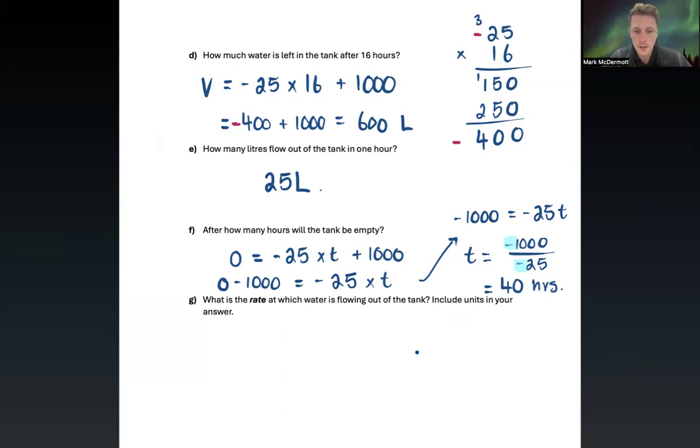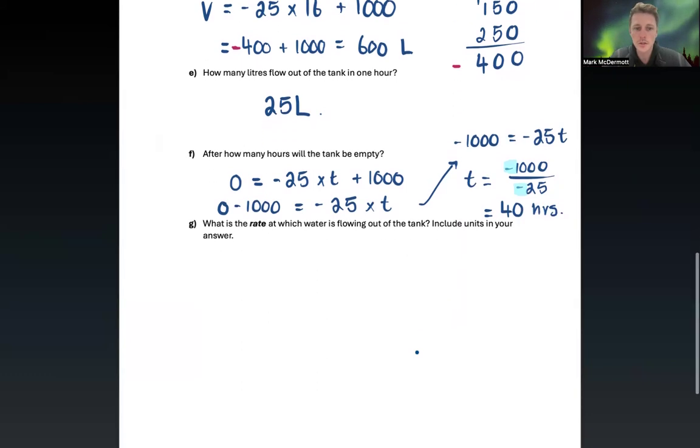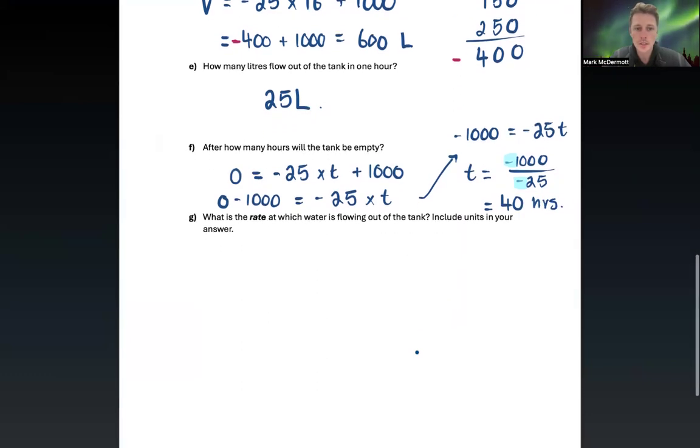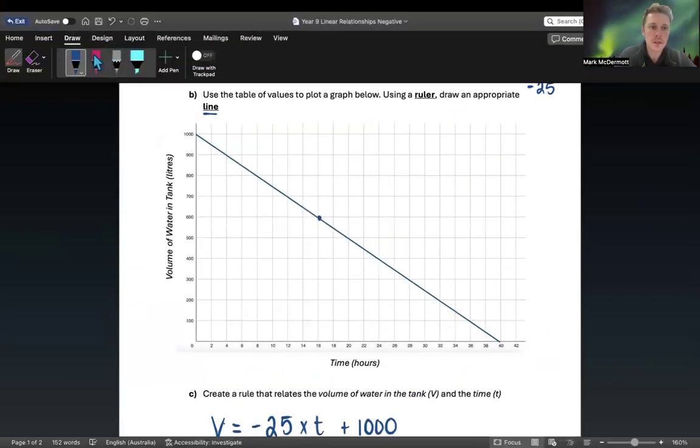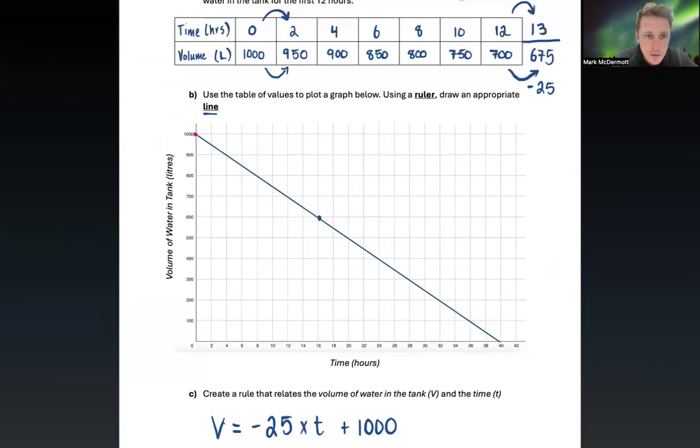Okay, what is the rate at which the water is flowing out of the tank? Include units in your answer. Okay, this is this idea of gradient. So basically, how steep is this line? And let's do it. So if you're unsure about how to do this, what you do is you create a little triangle and you work out rise over run. So let's go down to this example we had before. You can make any triangle you like as long as it's between 2 points. Okay, so this point here is 0, 1000. And this point here we said before was at 16, 600.